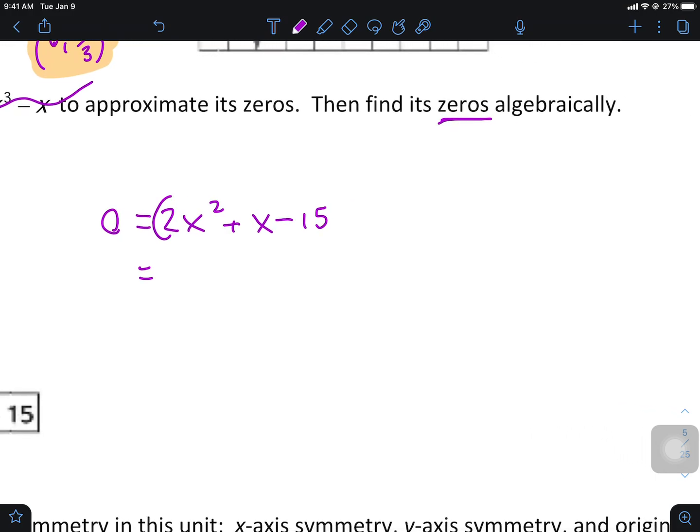To factor something when you've got a coefficient out in front, you basically multiply these guys together, 2 and negative 15, that's negative 30. I'm trying to find some numbers that multiply to negative 30 but then add up to this 1x here in the middle. So that would be some combination of 6 and 5. It would be negative 5 and positive 6.